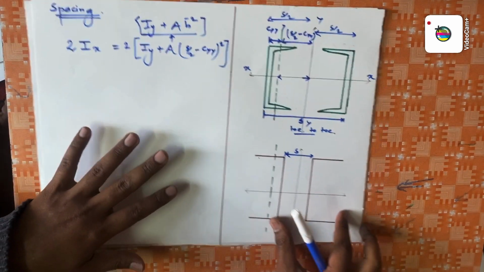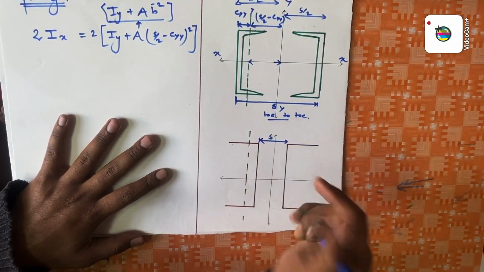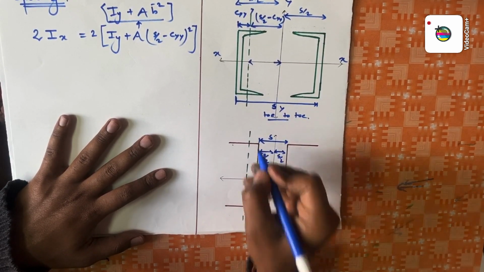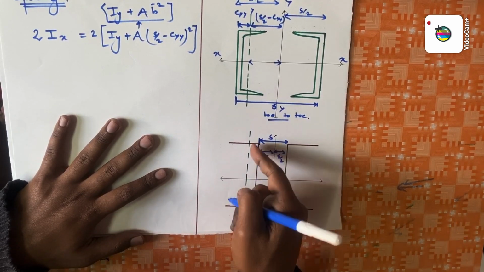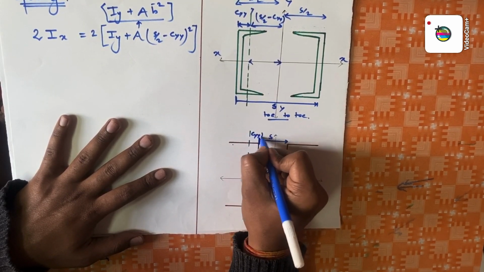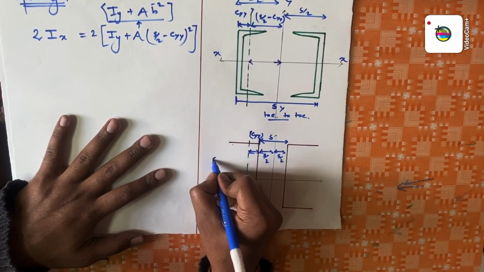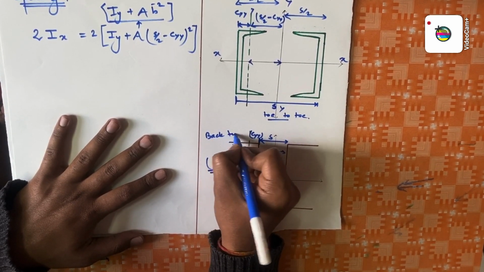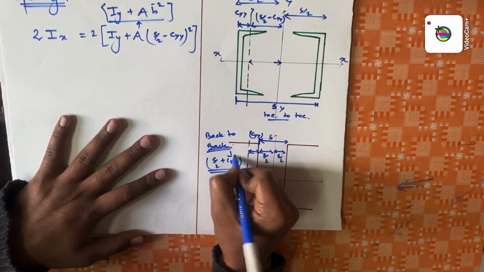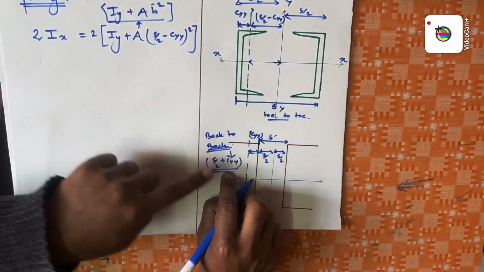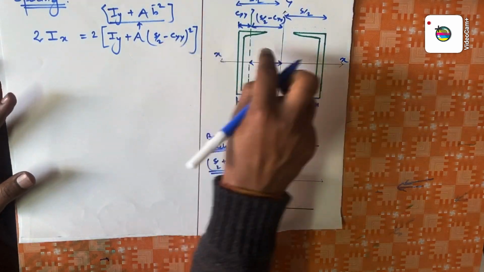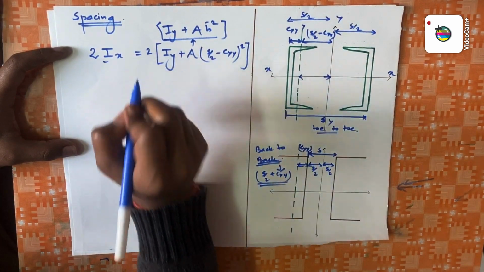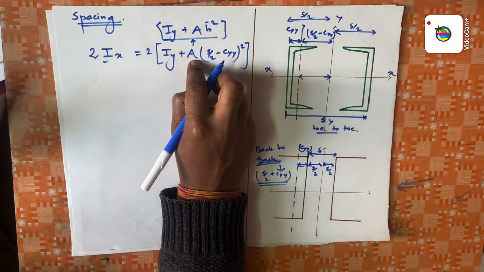In back-to-back channel, the distance is S, so half of the distance will be S by 2, and then the other half will be S by 2. The distance from this channel to the axis of this particular channel will be CYY. So the total distance will be S by 2 plus CYY. So in back-to-back connection, you see this formula instead of this one. In back-to-back it will be plus, in tau it will be minus. I have already explained that. So let's go through the direct values. We know the Ix value, we know the Iy value, we know the area value, we know the CYY value.